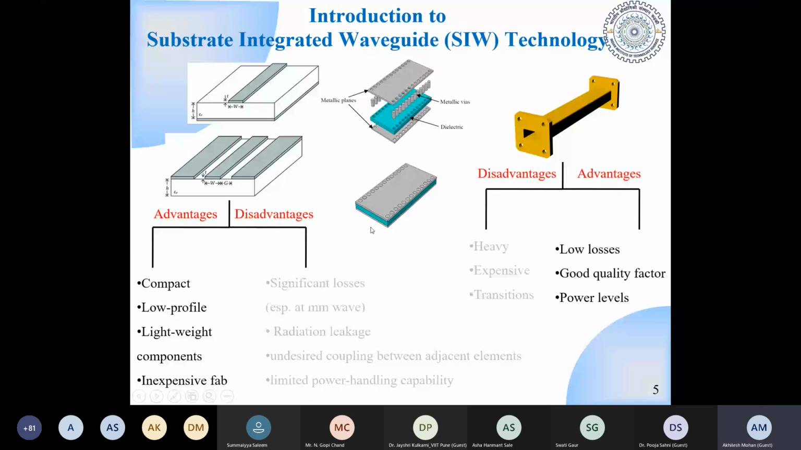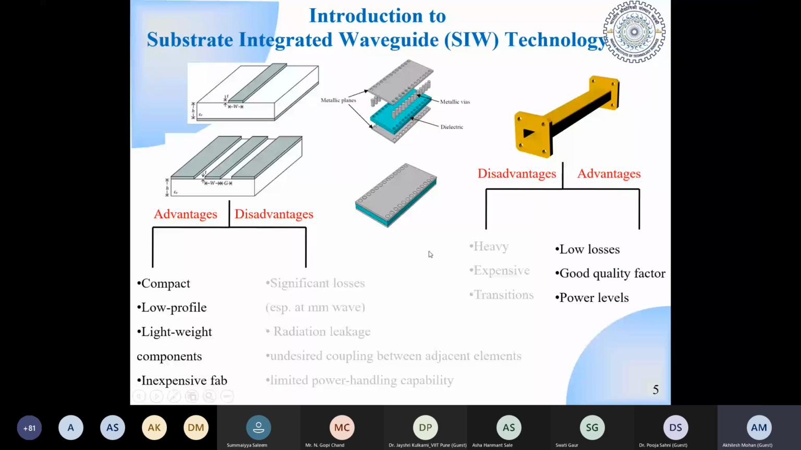So what they did, the copper top and bottom copper sheet are as it is. The sidewall of the rectangular waveguide is realized by a series of metallic vias, introduced at a certain distance, as shown here. So it is basically a planar form of a rectangular waveguide, a dielectric filled rectangular waveguide. So its quality factor will be in between the microstrip line or the planar structures and the waveguide.